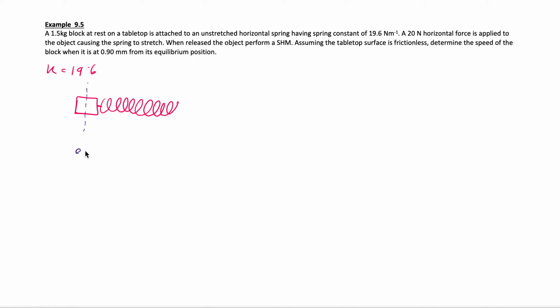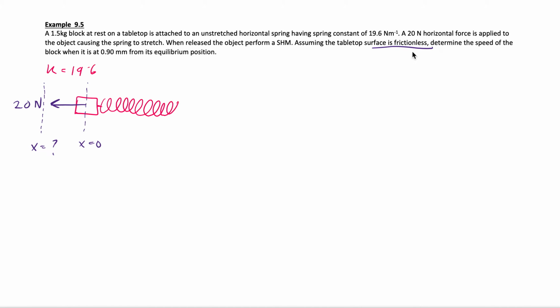So if this is the equilibrium, or x equals 0, this guy is stretching this way by 20 newtons. Let me put it next to it. 20 newtons, causing the spring to stretch. Okay, so it stretches to some point, x equals, we don't know. When released, the object performs a simple harmonic motion, assuming the tabletop surface is frictionless. We don't have to care about friction.